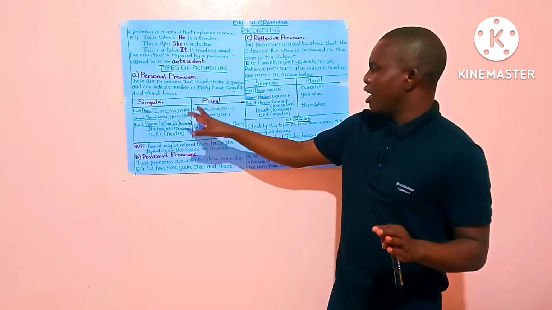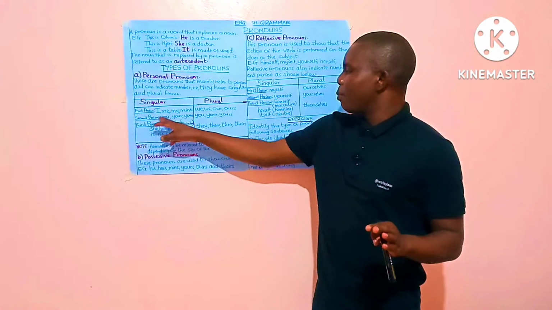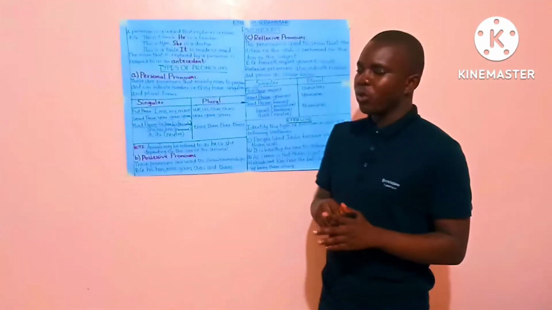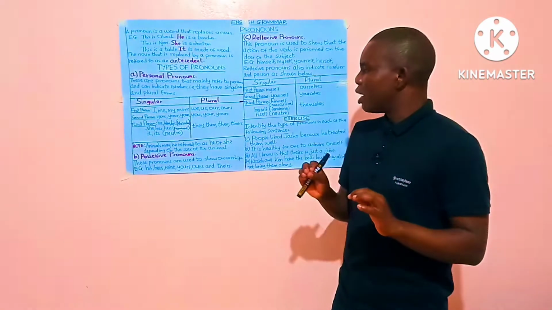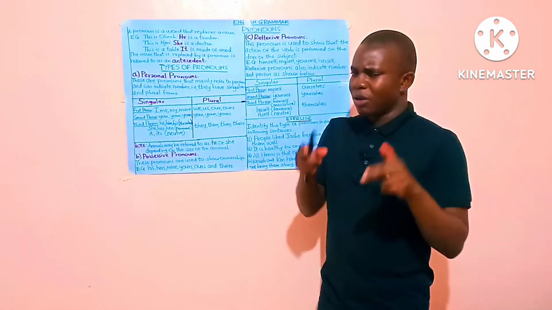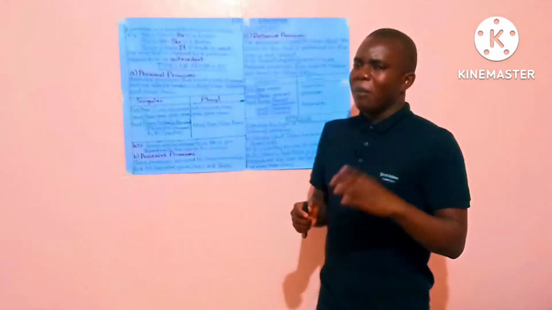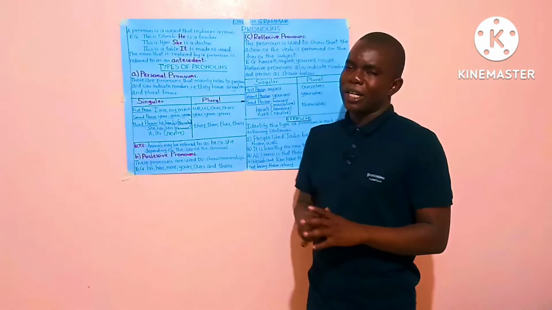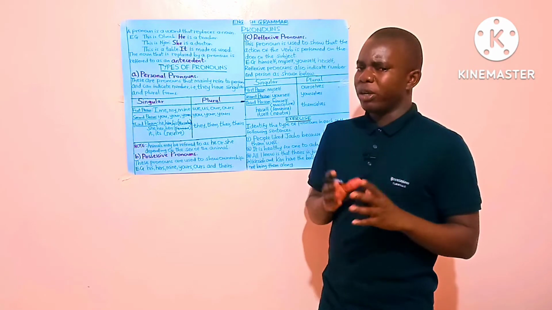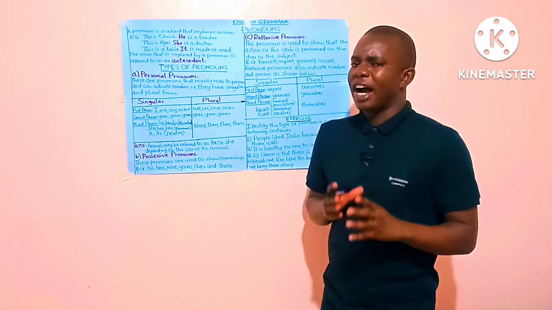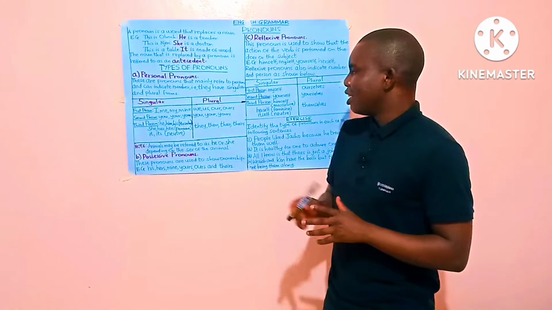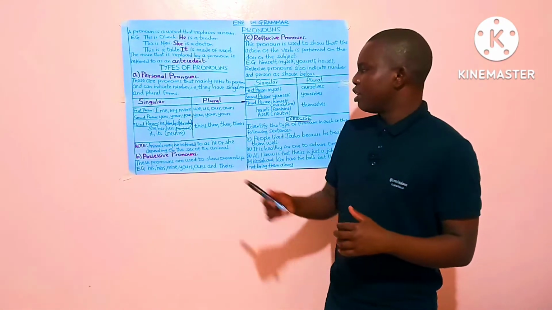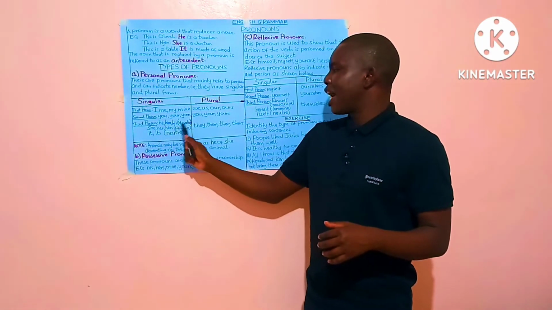In plural, second person plural: you, your, and yours. Third person, we have he, him, his, and in brackets, you're able to see masculine. The three pronouns that I've just stated are considered masculine pronouns because they refer to males. Feminine pronouns that refer to females, we have she, her, and hers.